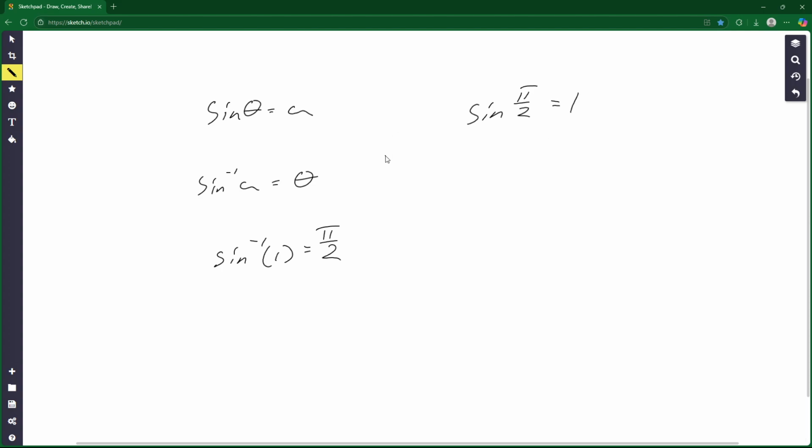And one more thing: the output for inverse sine is going to be between negative pi over 2 and pi over 2. If you put this function into your calculator, you will see that it only goes from negative pi over 2 to pi over 2.